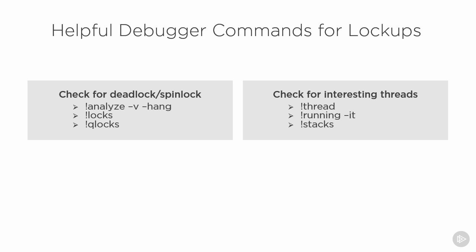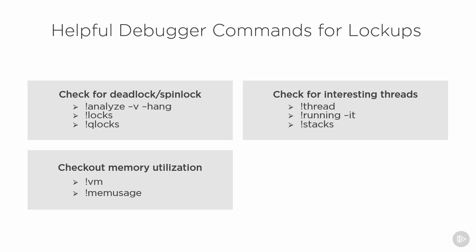Next thing you'll want to do is check for any interesting threads. You can look at the current thread at the time of the crash with just the !thread command. You can use the !running -it command to see which threads are running on the different CPUs. Finally, you can use the !stacks command to display all the different threads out there and what they're currently running.